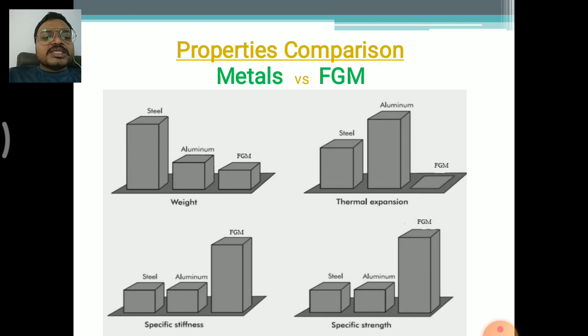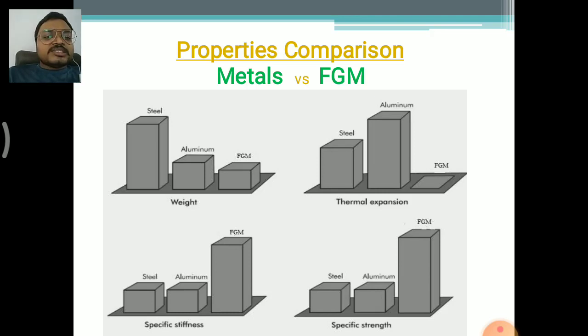Next, the third one is the specific stiffness. In the properties, stiffness is the main property used to develop a material or give a good surface finish to the material. So this specific stiffness property is very important in developing the properties of the material. Compared to steel and aluminum, the specific stiffness of FGM is very much higher than both steel and aluminum.